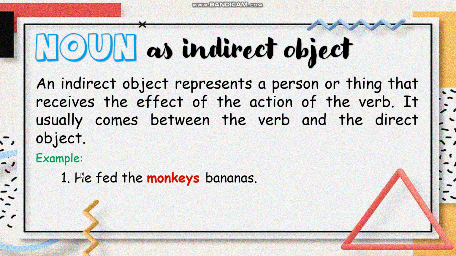Now we have: he fed the monkeys bananas. We have the subject he, the pronoun. Then we have monkeys as the indirect object for the direct object bananas. Bananas would be our direct object here. Because according to our rule it is between the verb and the direct object, the verb fed and the direct object bananas, our indirect object here would be monkeys. It receives the effect of the action.